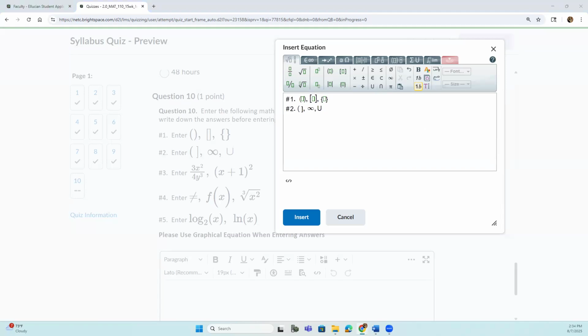Which question was that? What are the 4 types? Let me fix that. Oof.